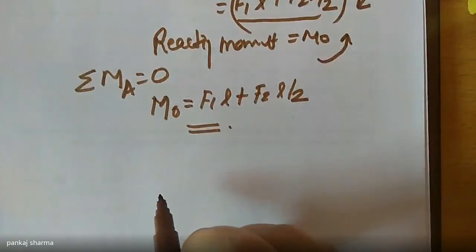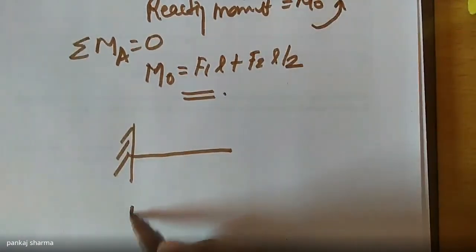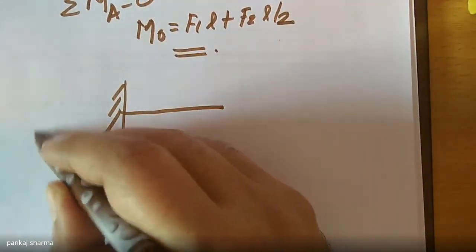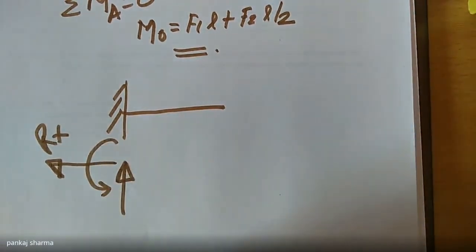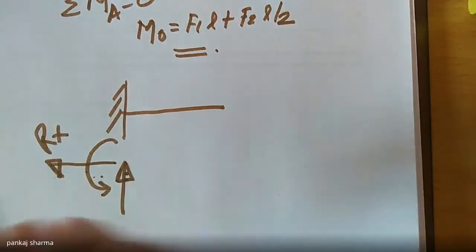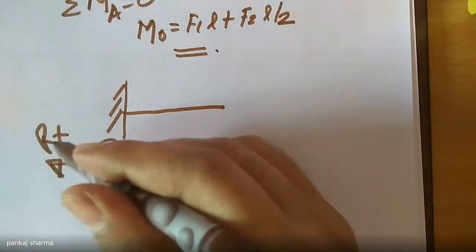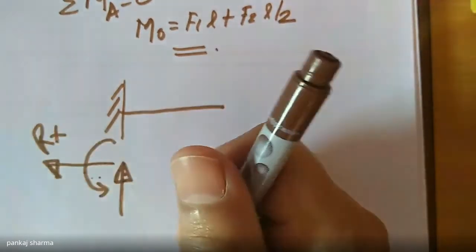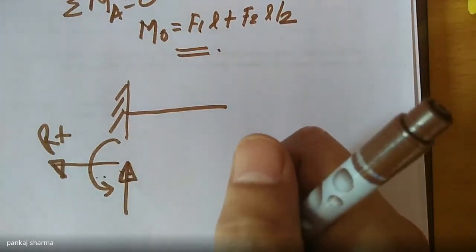So finally, I am concluding about this fixed support: the reaction Ry is there, Rx is there, and a moment is there. I am again saying the directions of reactions are assumed. If the values of reactions come out positive, that is okay. If the value of Rx is negative, we can just reverse this direction. Thank you.